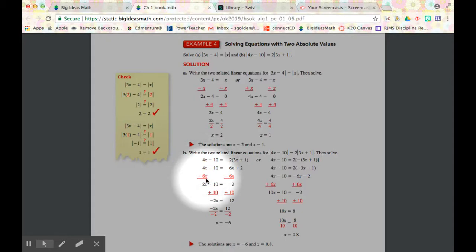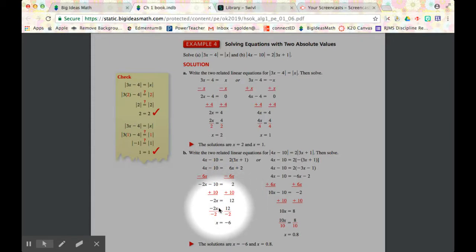4x minus 6x is -2x. I still have minus 10 equals 6x minus 6x canceled, so we're left with equals +2. So now we're solving for x. So we get rid of this 2 and 10. The 10 is by itself, so we do the opposite and add 10 to both sides. I have -2x equals 12.